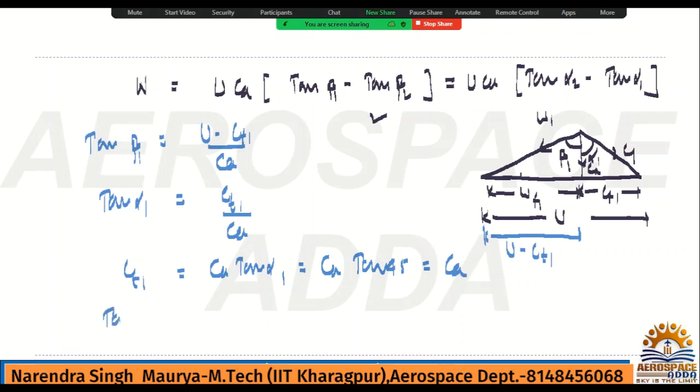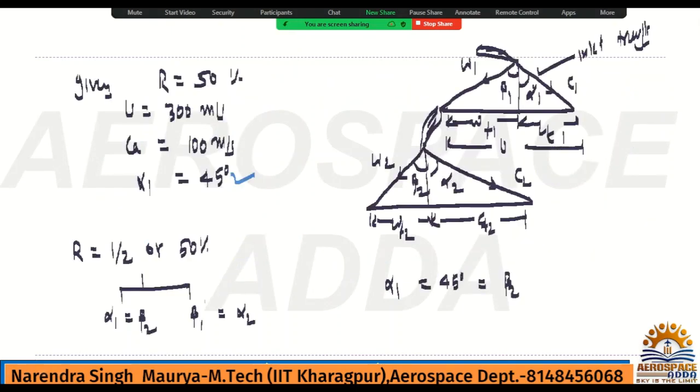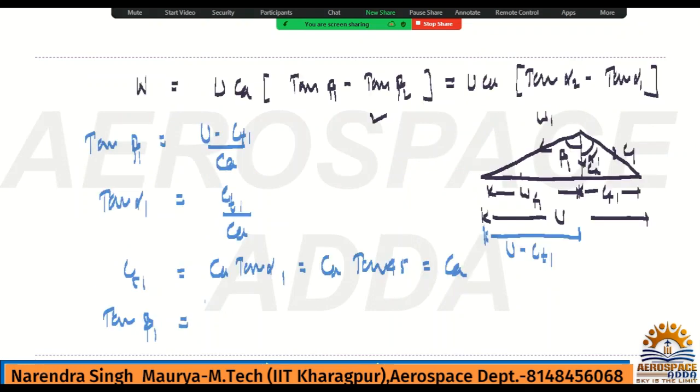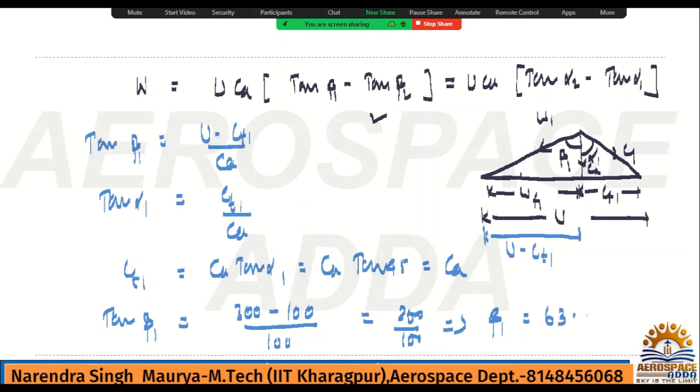So now you can write tan beta 1. Tan beta 1 is U, U they have given to us. Check what is the value of U. Value of U directly I can put here, 300, and CA is 100. So it is U, which is 300, minus CT1 which is CA, and CA is 100, divided by CA is 100. So this value you can get. So you will get beta 1 here, and that beta 1 I am getting is 63 degree. Now your problem is almost solved.